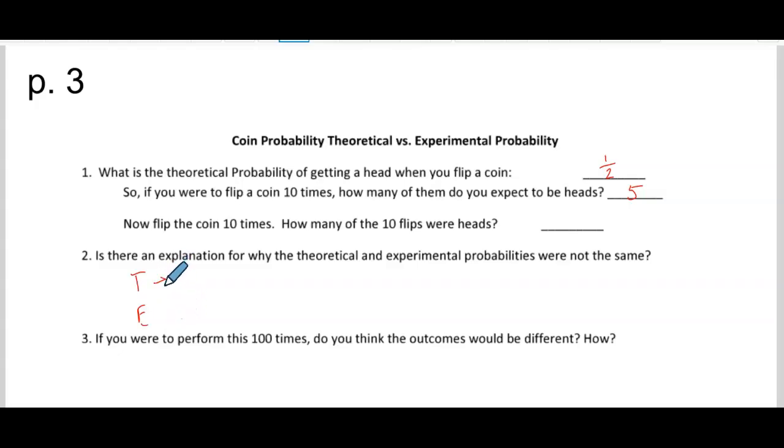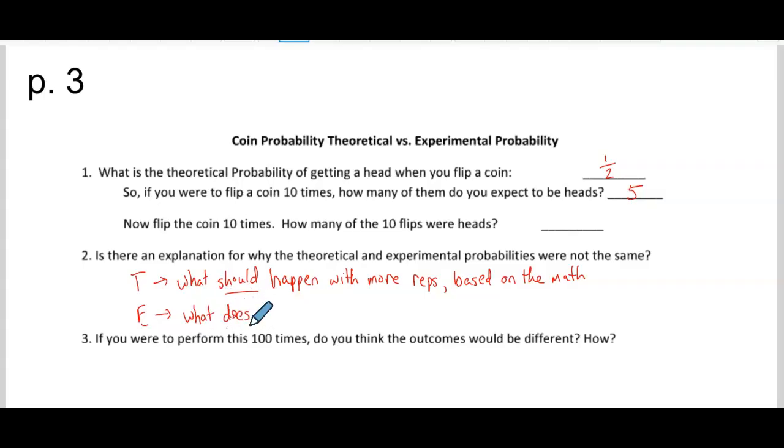So theoretical is what should happen. And I'm going to underline the word should, right? What should happen with more repetitions, based on the math. The experimental is what does actually happen after you conduct the experiment. What does actually happen.